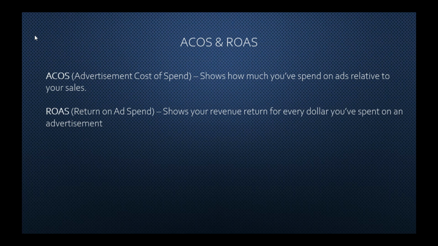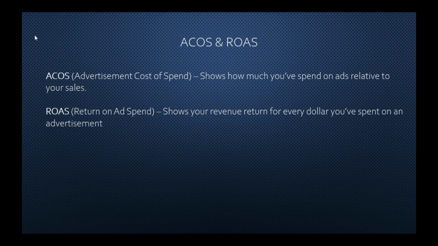To the next one, ACOS and ROAS. What are these two and what's the difference between them? ACOS stands for Advertising Cost of Sales, and shows how much you've spent on ads relative to your sales, while ROAS, Return on Ad Spend, shows your revenue return for every dollar you've spent on advertising. These two are two sides of the same coin, in that they provide the same information from different perspectives. They show how much you've spent on advertisements versus how much you've made in sales.